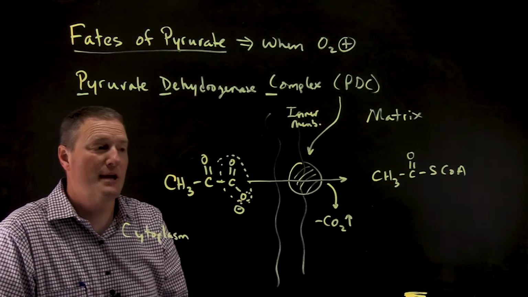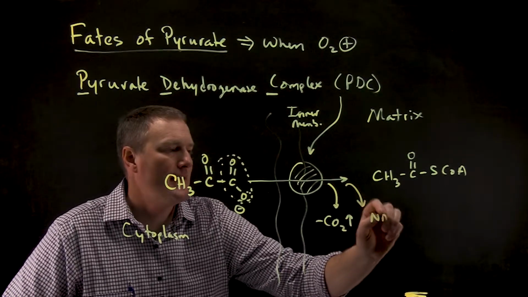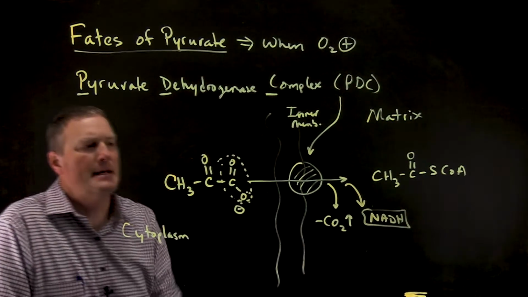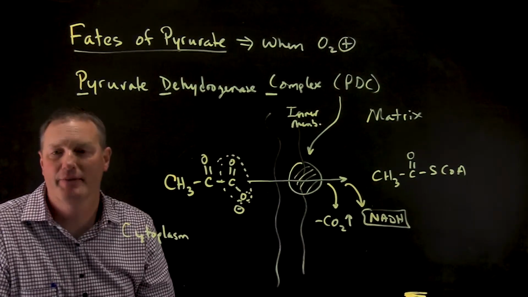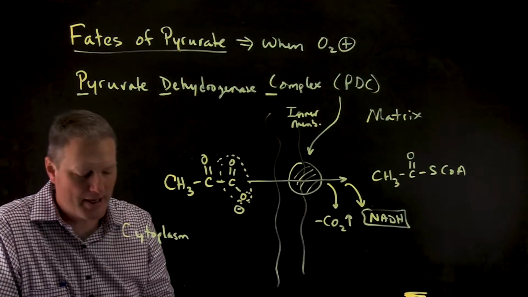The pyruvate dehydrogenase complex also will produce an NADH along the pathway here. Now this enzyme complex is a very large enzyme complex. It's embedded in the membrane here.